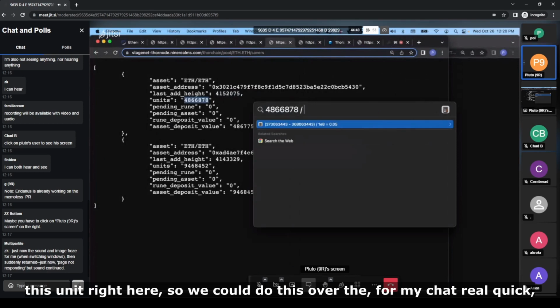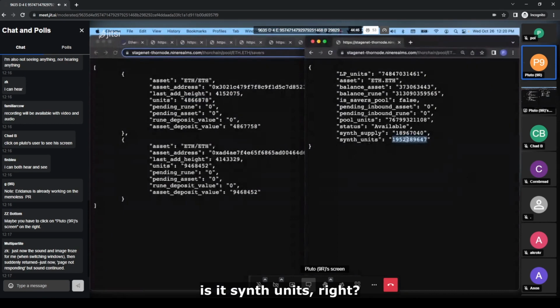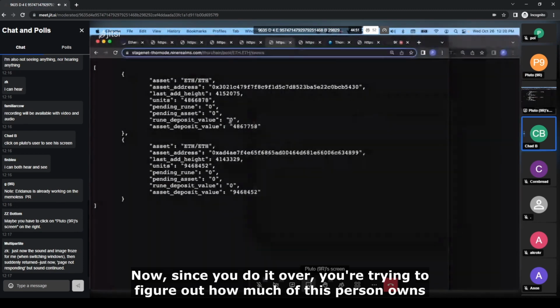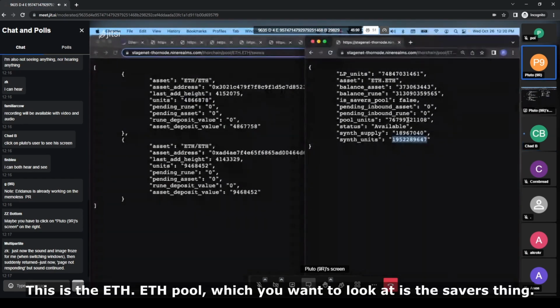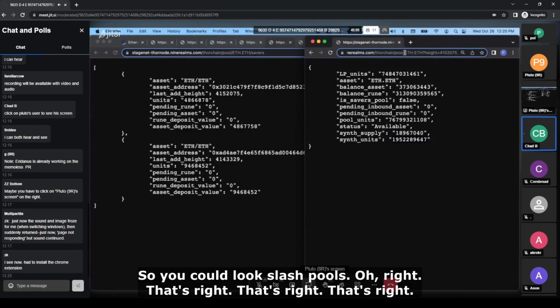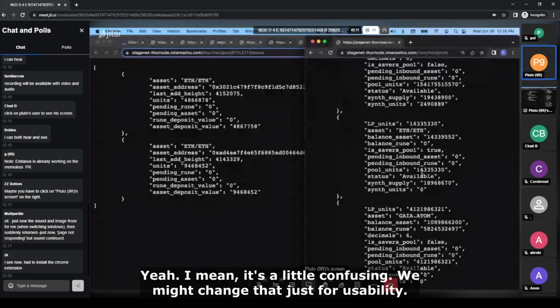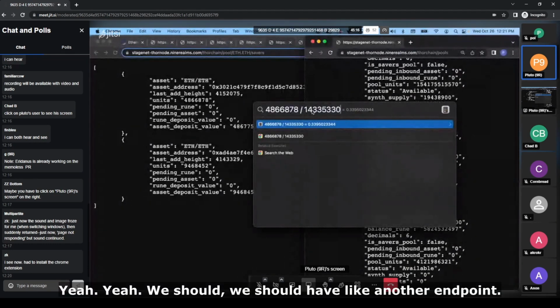these units right here. So we could do this over, remind me, Chad, real quick, is it synth units? Not synth units. You do it over... Are you trying to figure out how much this person owns of the synth pool? Yeah. This is the ETH.ETH pool, which you want to look at is the savers thing. So you can look at /pools. Oh, right. That's right. Yeah. It's a little confusing. We might change that just for usability. That would be the pool units, right? Yeah. We should have another endpoint.